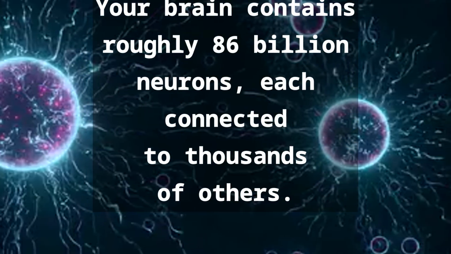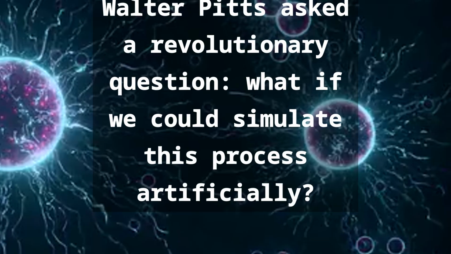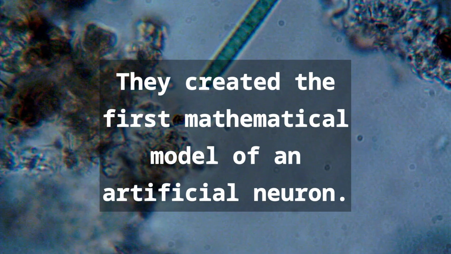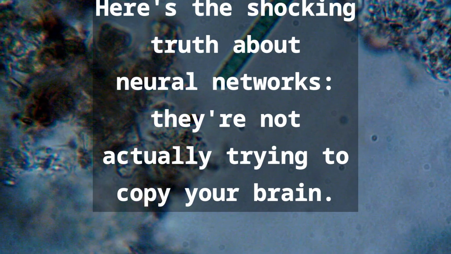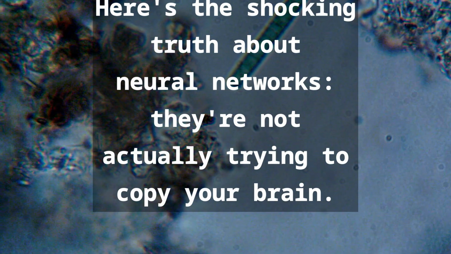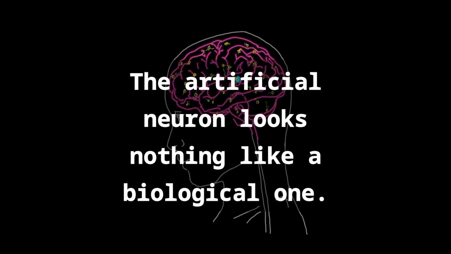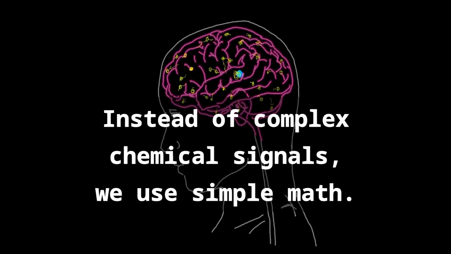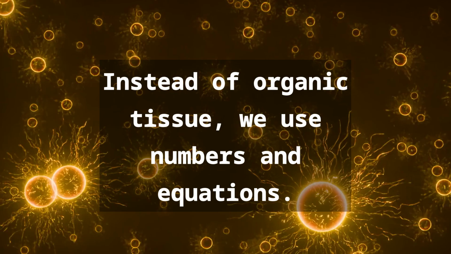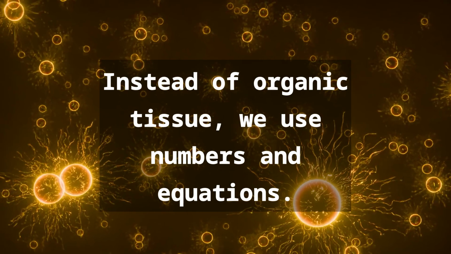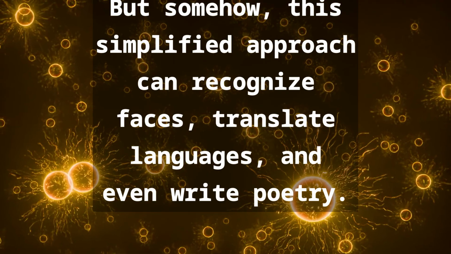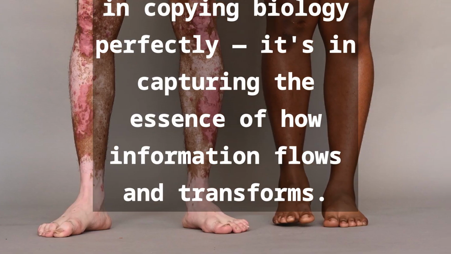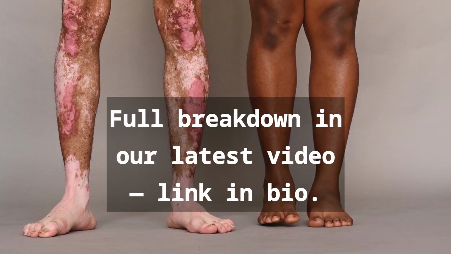Section 1. What are neural networks? Let's start with the inspiration. Your brain contains roughly 86 billion neurons, each connected to thousands of others. When you see a dog, millions of neurons fire in complex patterns to help you recognize that's a dog, not a cat. In 1943, scientists Walter McCulloch and Walter Pitts asked a revolutionary question. What if we could simulate this process artificially? They created the first mathematical model of an artificial neuron.